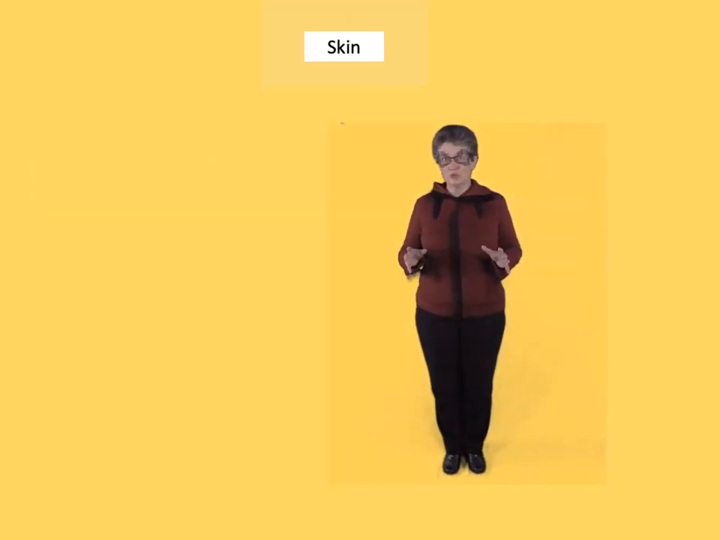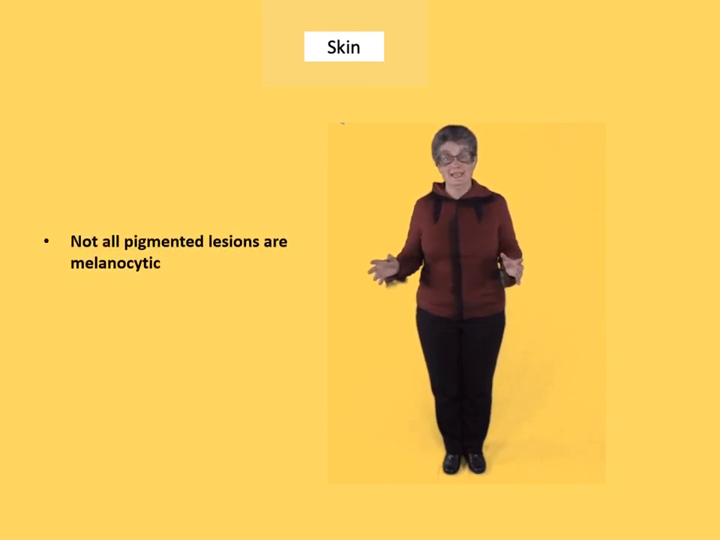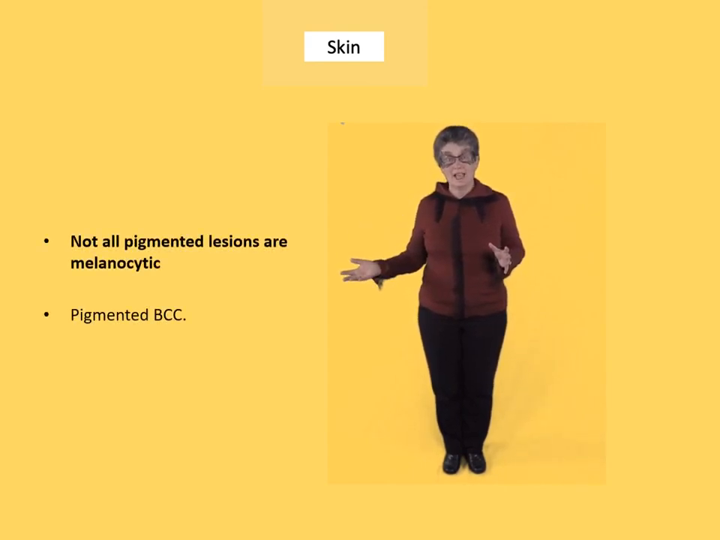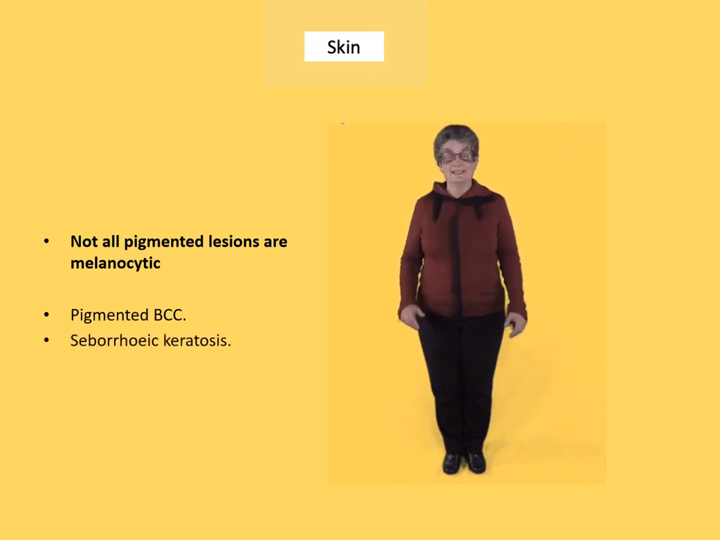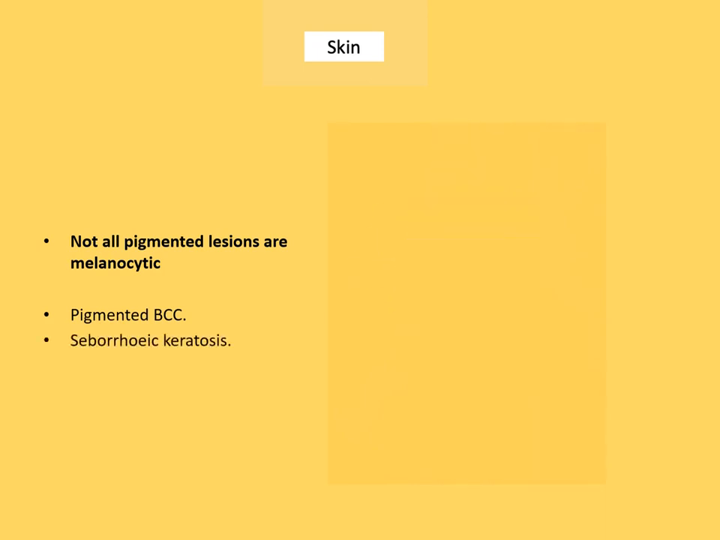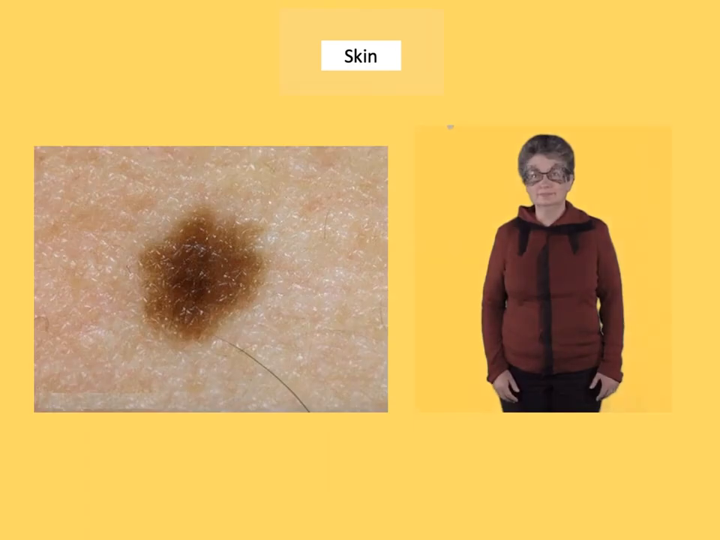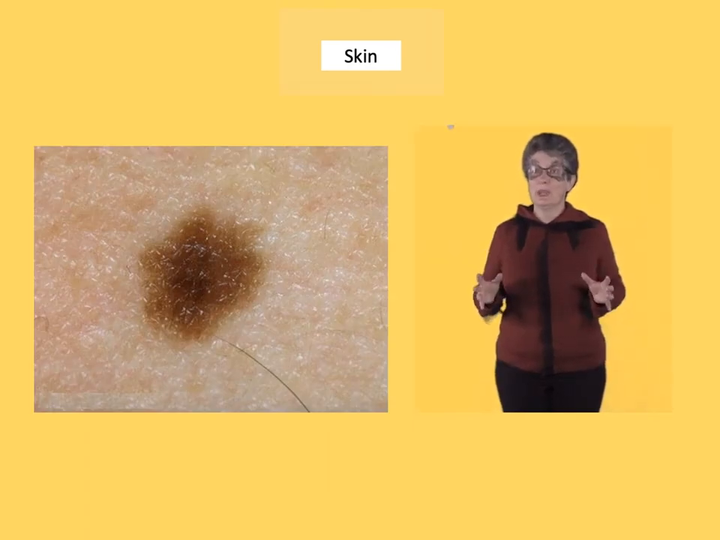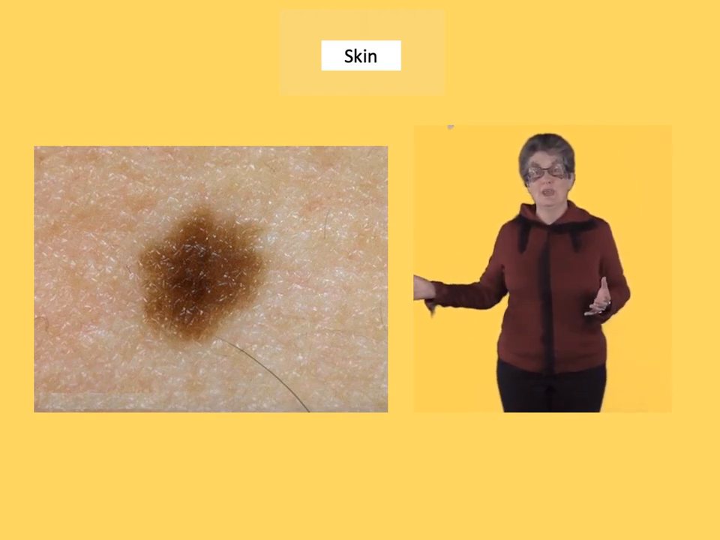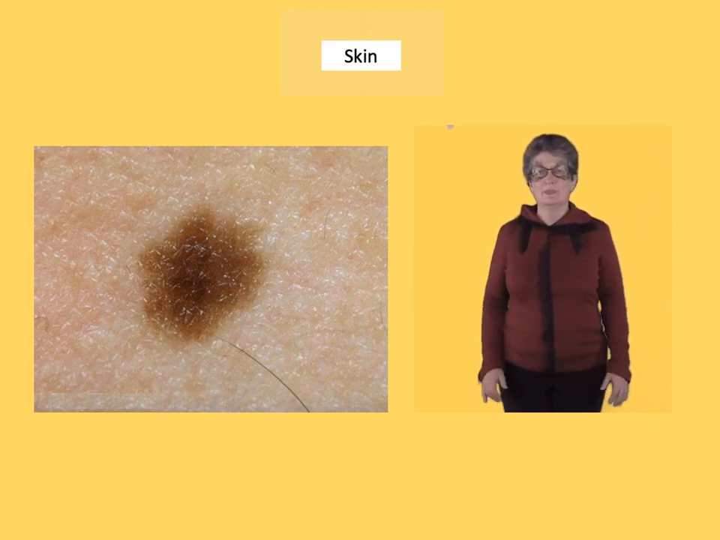So far we've found two lesions that are pigmented but not melanocytic: the pigmented basal cell carcinoma, and the pigmented seborrhoeic keratosis. Let's move on to think about lesions that are more usually pigmented than nevi and melanomas. To my right here we have a very bland looking junctional nevus. The pigment is uniform, it has a uniform edge. This looks really benign.